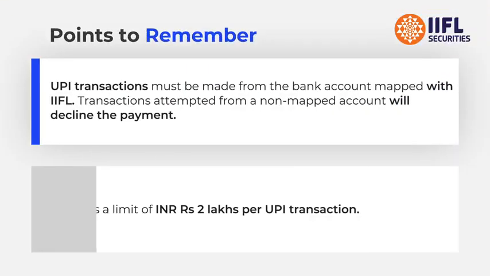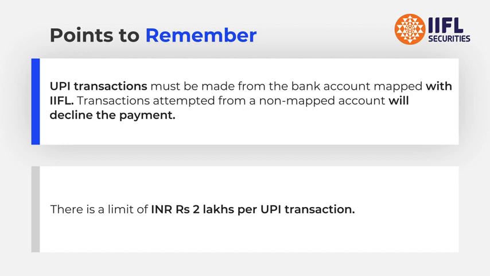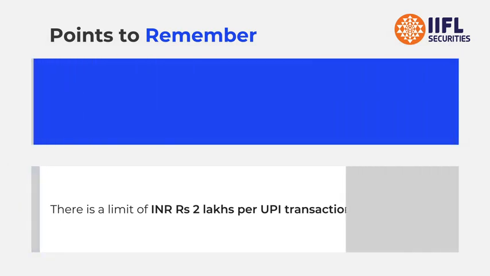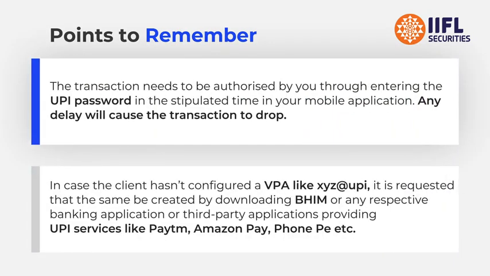Points to remember: UPI transactions must be made from the bank account mapped with IIFL. Transactions attempted from a non-mapped account will decline the payment. There is a limit of INR 2 lakh per UPI transaction. The transaction needs to be authorized by you through entering the UPI password in the stipulated time in your mobile application. Any delay will cause the transaction to drop.